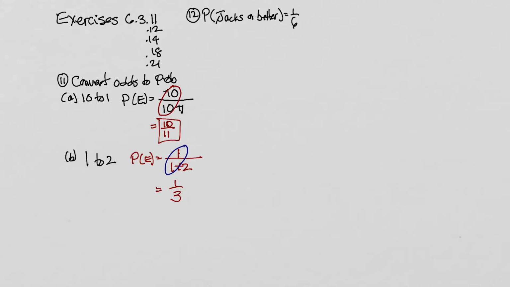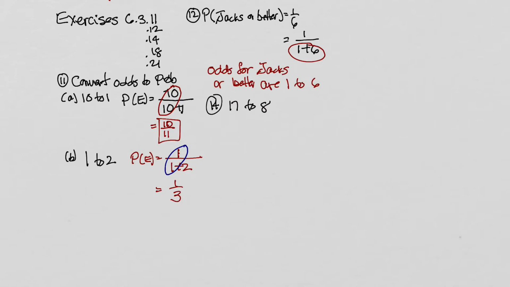And in problem number 12, we're told that in poker, the probability of getting jacks or better is about 1/6. And what we want to know is, what are the corresponding odds? So let's say this. We can say that the odds for jacks or better are 1 to 6. And what it means is this. For every 1 time you get jacks or better, there's 6 times that you don't.